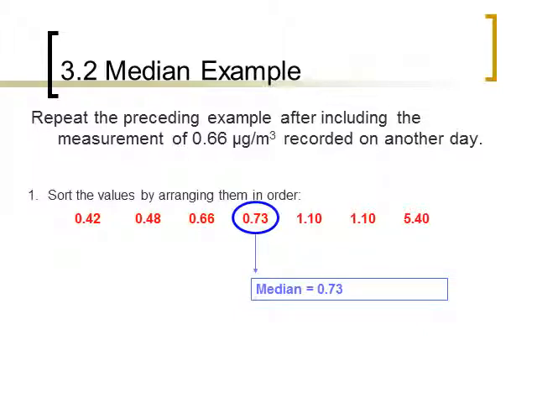When I circle 0.73, I have 3 numbers to the left and 3 numbers to the right, so this is exactly in the middle, and there's no further calculations. The median is 0.73.